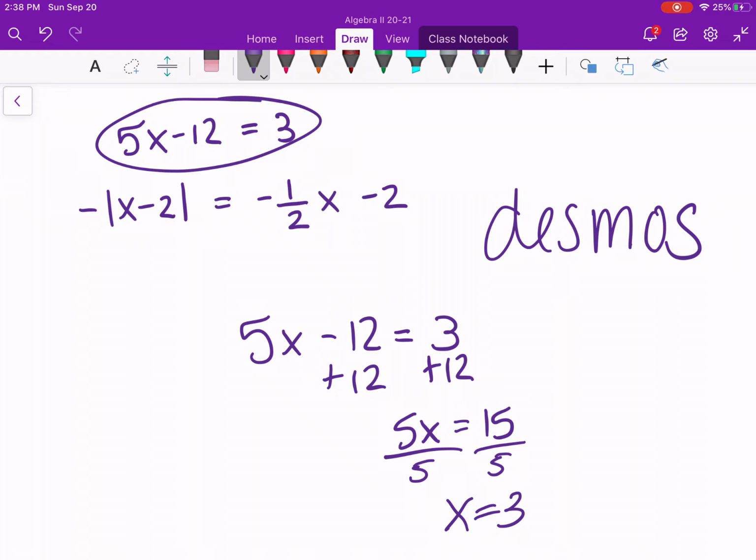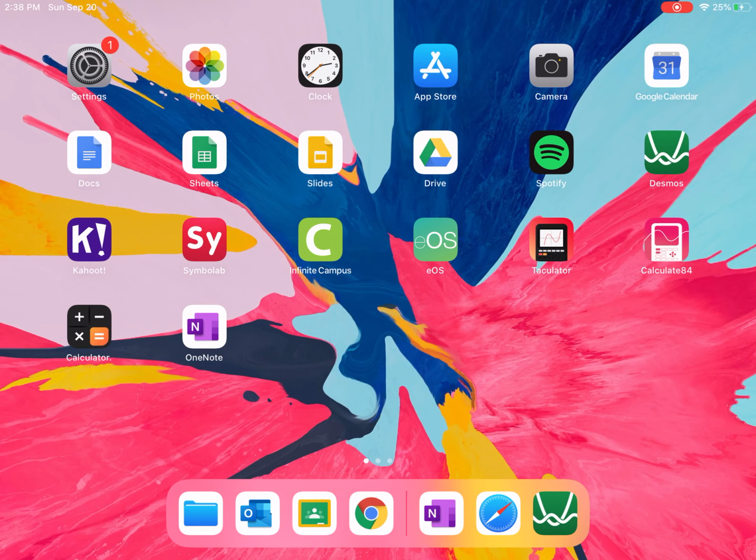But today I want to show you guys a little graphing hack that can actually solve that equation for you and then also help you solve more complicated problems like the one below. So go ahead, get your Desmos app ready. We are looking at 5x minus 12 equals 3.